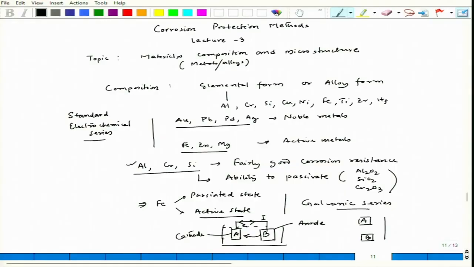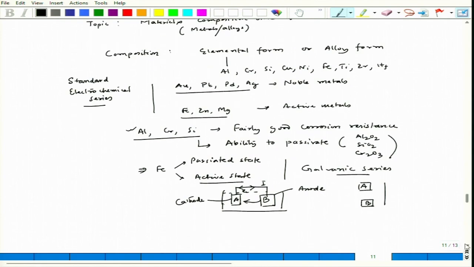Whereas, if we have plain iron, okay, almost 99% pure iron, if we dip it in dilute nitric acid, it will not passivate, it will continuously dissolve. So, that means in that galvanic series, passivated iron will be on top of the active iron. Same metal, but behaving differently. Okay. So now, similarly, some of the elements which are very strong passive forming elements, like chromium, like silicon.